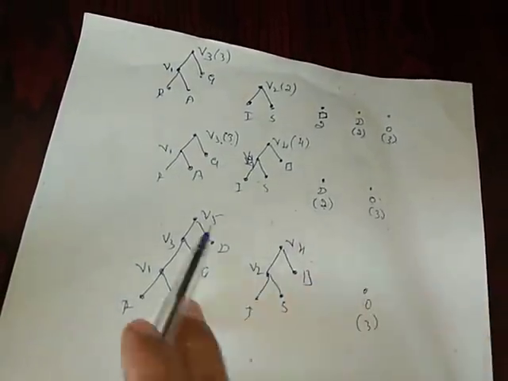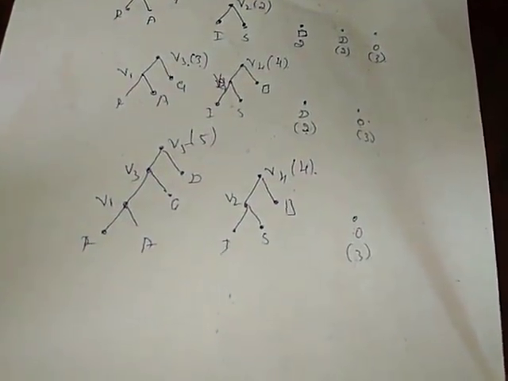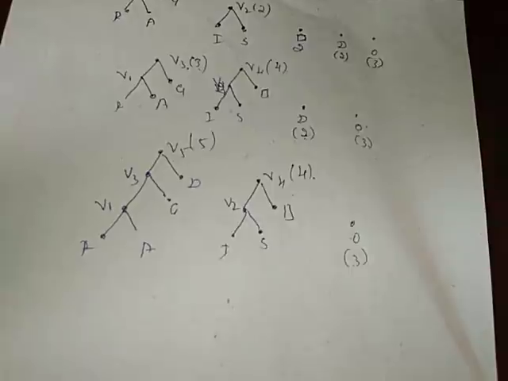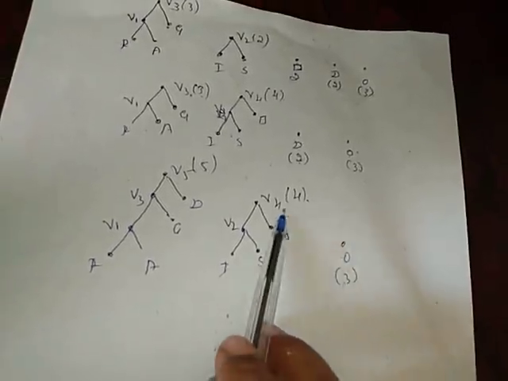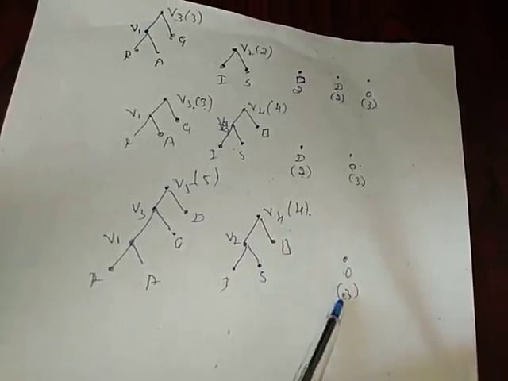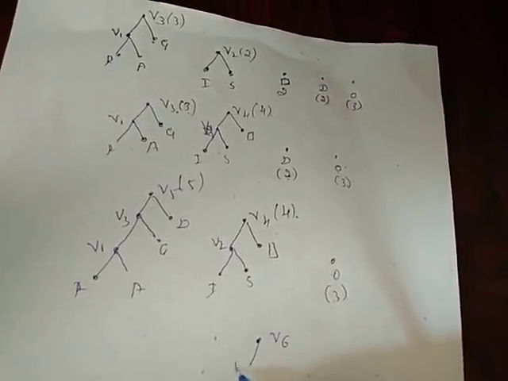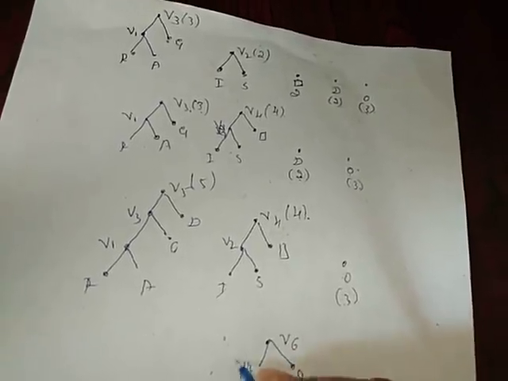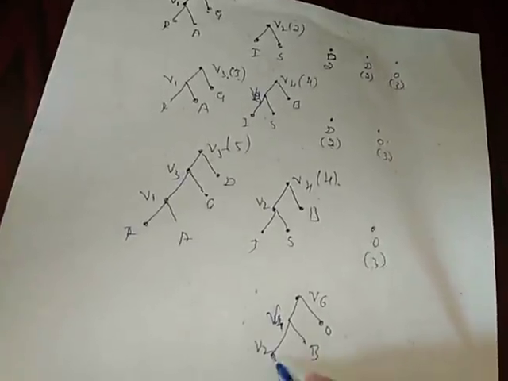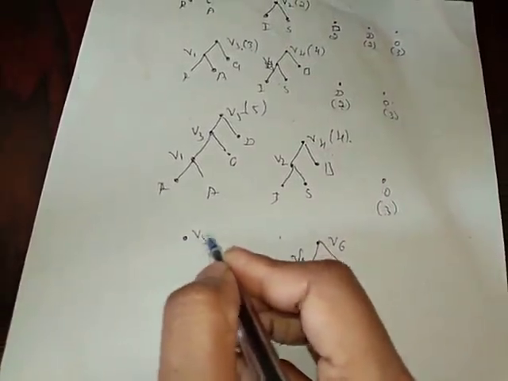Now among these V5 having the weight 5, V4 having the weight 4, and O having 3, again the two minimum weights of the vertices are V4 and O, having the weights 4 and 3. Now 4 plus 3 is 7. Assign a 7 as a weight to the new vertex V6, and V4 and O become children for the V6. Now the graph is like this, and keep the remainings as it is.